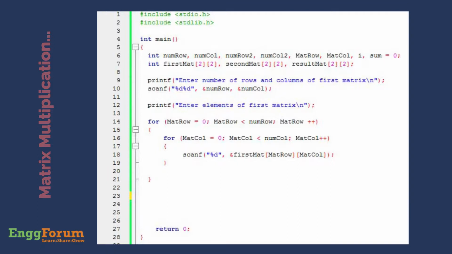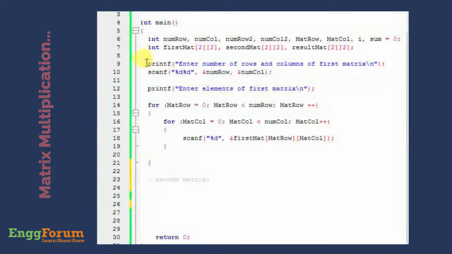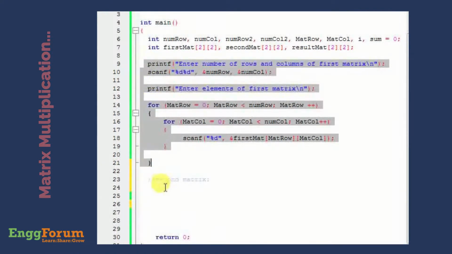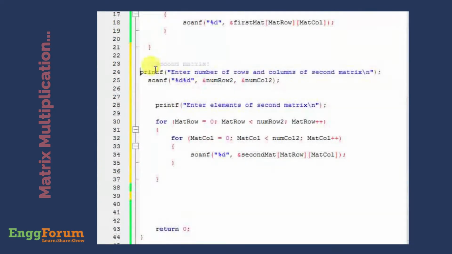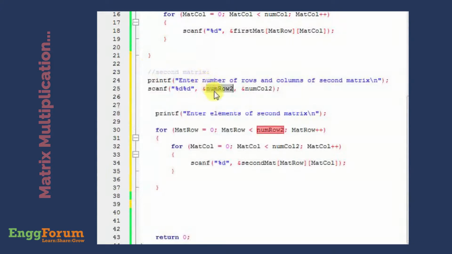Now, perform the same operation to store elements in our second matrix. Here just copy the source code that we have used to store elements in our first mat. Here replace variables numRow and numCol with numRow2 and numCol2 respectively. Now, we have two matrices ready. We have already learned the pattern to find the multiplication result. Place our formula to find the result.